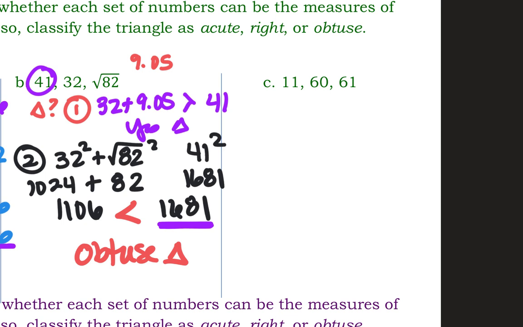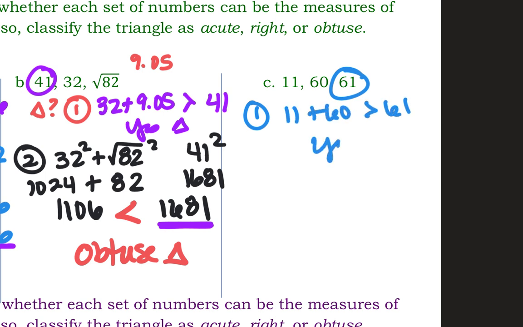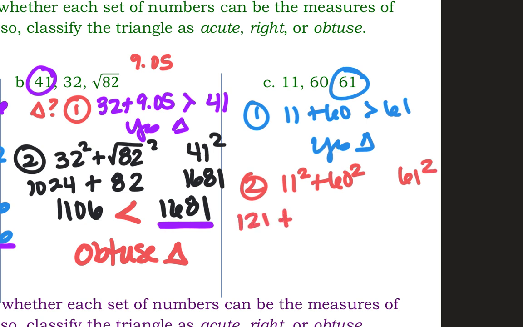There's no square root, so we can automatically pick the biggest number. And then we can do 11 plus 60. Is that greater than 61? So we're going to say yes, because that is. All right, 11 squared plus 60 squared. How does that compare to 61 squared? Well, here I get 121 plus 3,600, and this is 3,721.